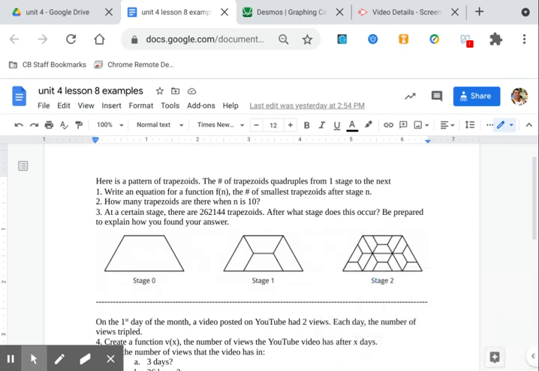All right, for lesson 8, there are no new lesson notes. So let's go right into the examples. So here's a pattern of trapezoids. The number of trapezoids quadruples from one stage to the next.